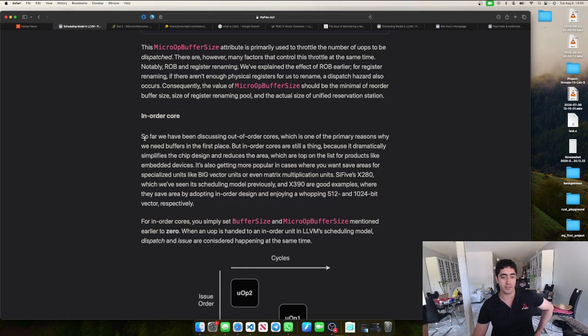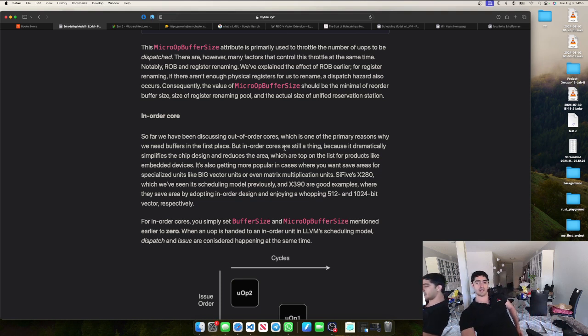In order cores. So far we have been discussing out of order cores, which is one of the primary reasons why we need buffers in the first place. But in order cores are still a thing because they dramatically simplify the chip design and reduce the area, which are top on the list for products like embedded devices.